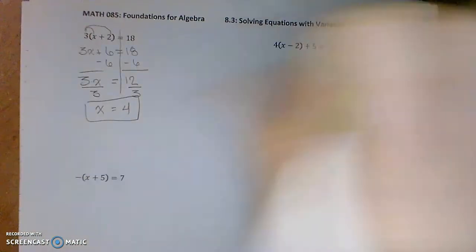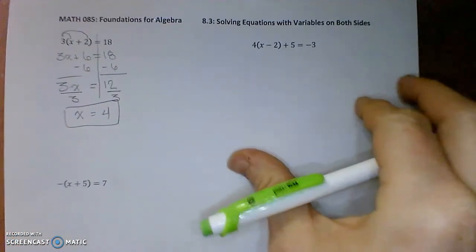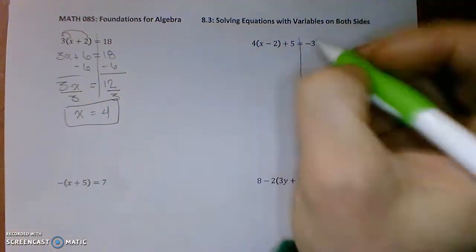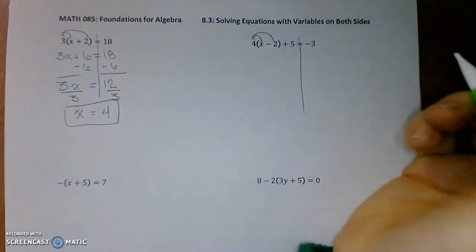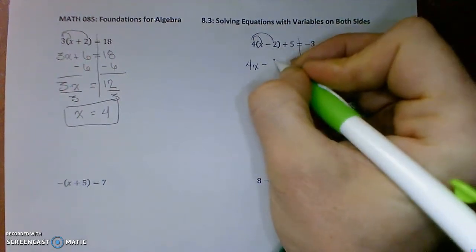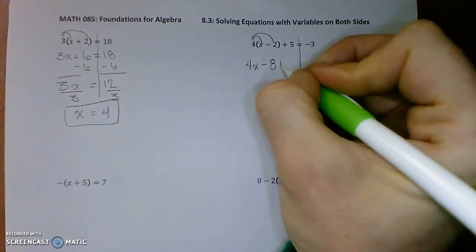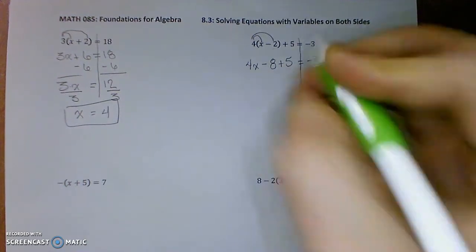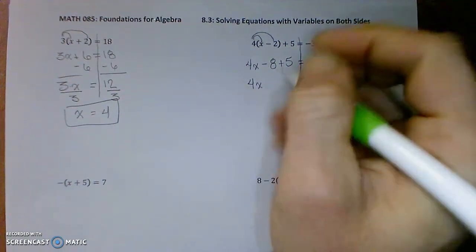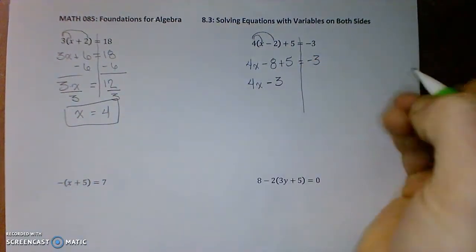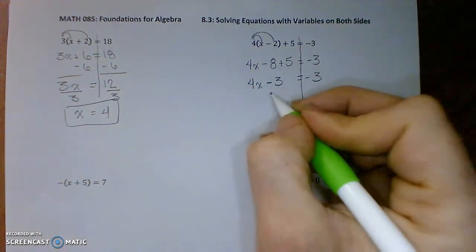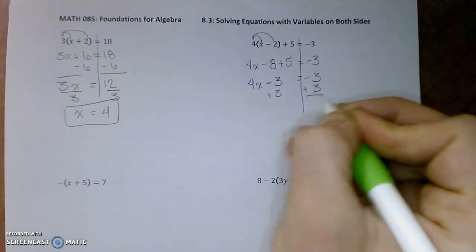Let's do another one. Over here, I'm going to simplify this side. Again, I like to imagine two sides of my equation here. Distribute that 4 into the parentheses. 4 times x is 4x. Then minus the 4 times 2, which is 8. Plus 5 equals -3. Now I can combine like terms here. 4x minus 8 plus 5 gives me a -3. Equals -3. Now I'll undo the subtraction by adding 3 to both sides.